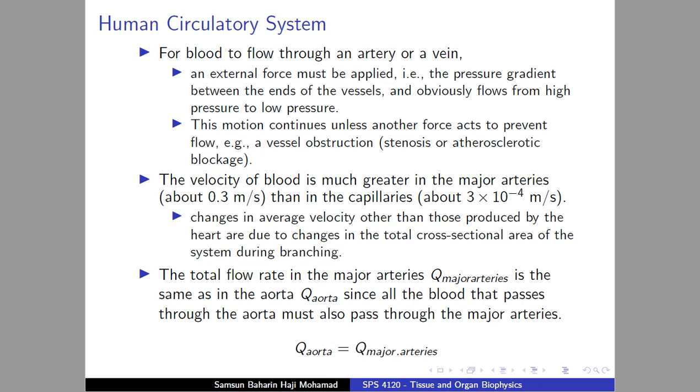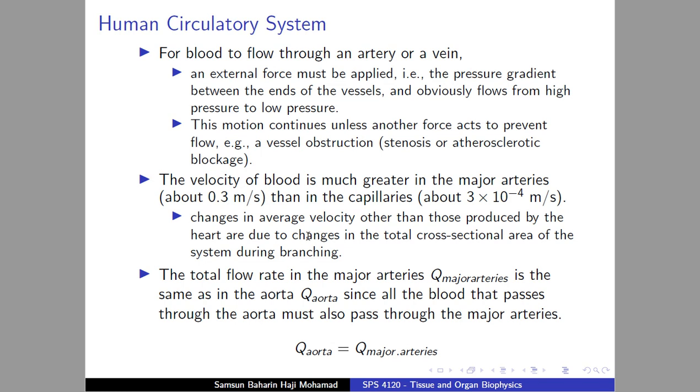So the velocity of blood is much greater in major arteries, 0.3 meter per second, than in the capillaries. The capillaries is about 3 times 10 to the power of minus 4 meter per second. Okay, meaning near the big blood vessels, the speed is high. Near the capillary, the speed is low. So this will make a change in average velocity other than those produced by the heart, due to the change in the total cross-sectional area of the system during branching. So this one we need to know about fluid mechanics.